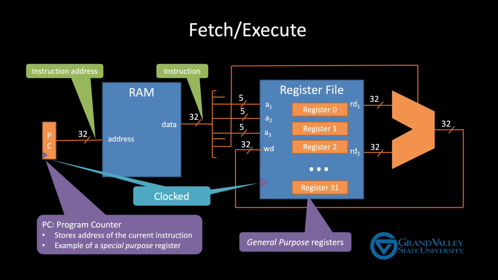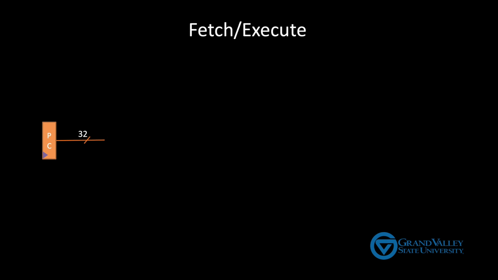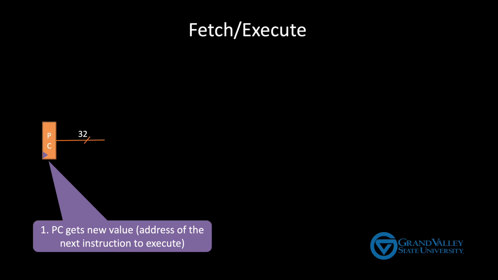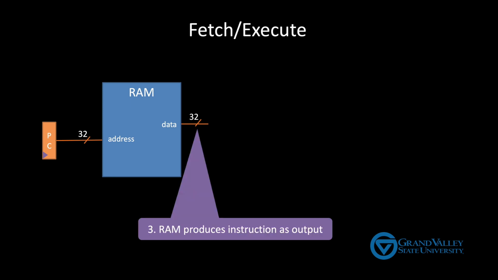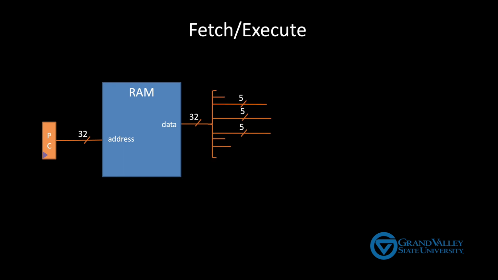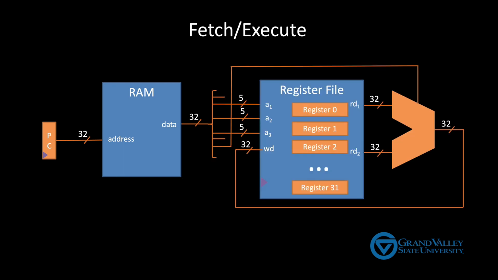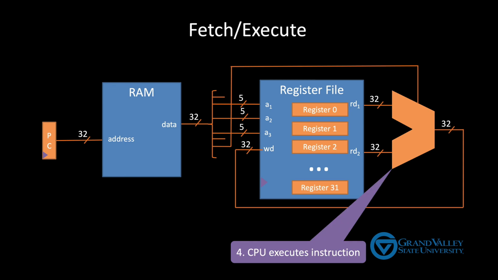And because it's clocked, when the clock ticks, the program counter gets a new value, the address of the instruction that should be running during this clock cycle. The RAM receives this address as input and then returns the instruction to be run as output. At this point, the instruction is unbundled and the different fields are sent around the CPU, which then executes the instruction as described in the previous videos.